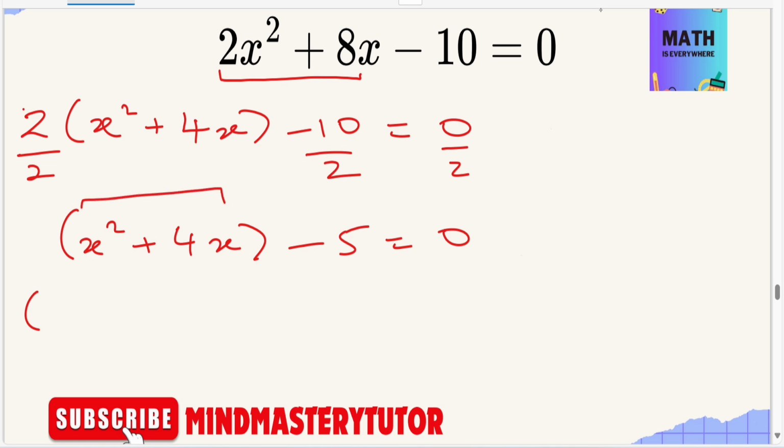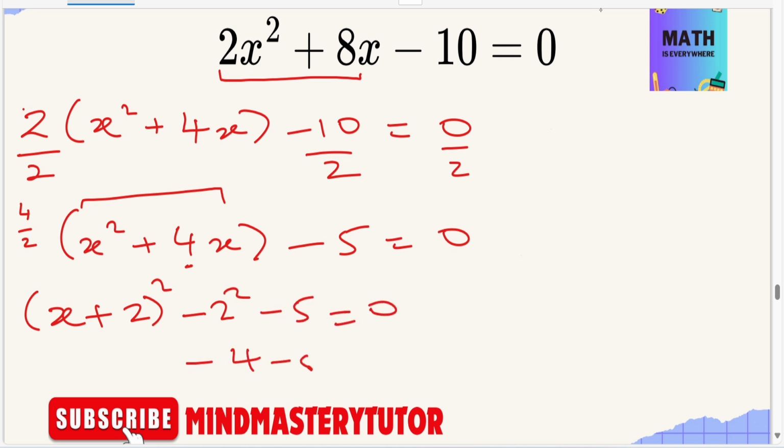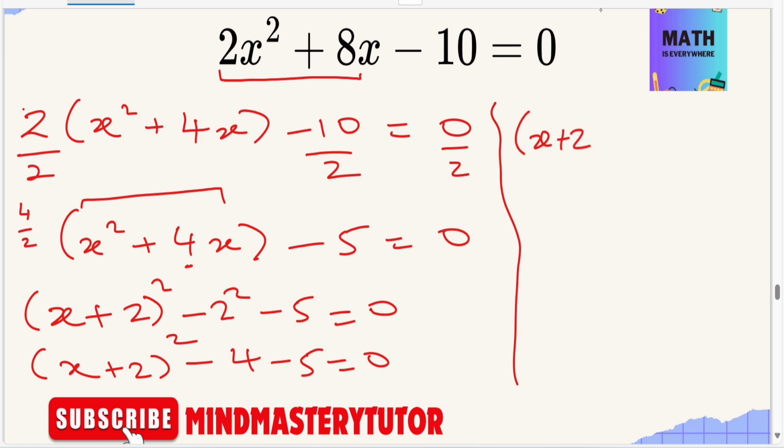You'll use the completing the square method like this. So utaandika x plus b divide by 2. So 4 divide by 2 itakuwa ngapi? 2, sio? So alafu pia utasubtract na ile 2 squared minus 5 equal to 0. So hapa itakuwa minus 4 minus 5 equal to how much? 0, na hapa itabakia kuwa x plus 2 square. So hapa utabakia na x plus 2 square minus 4 minus 5 ni minus 9 equal to 0.